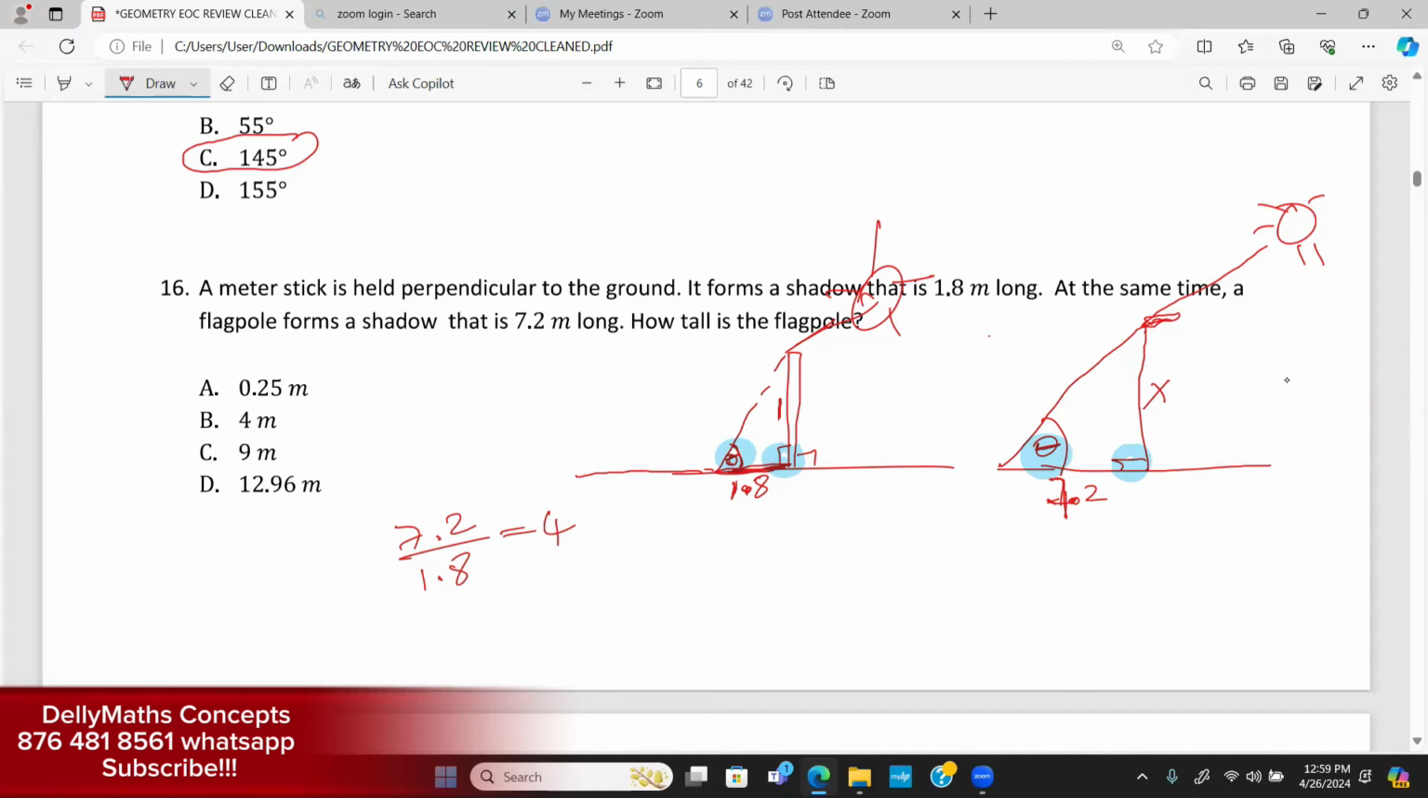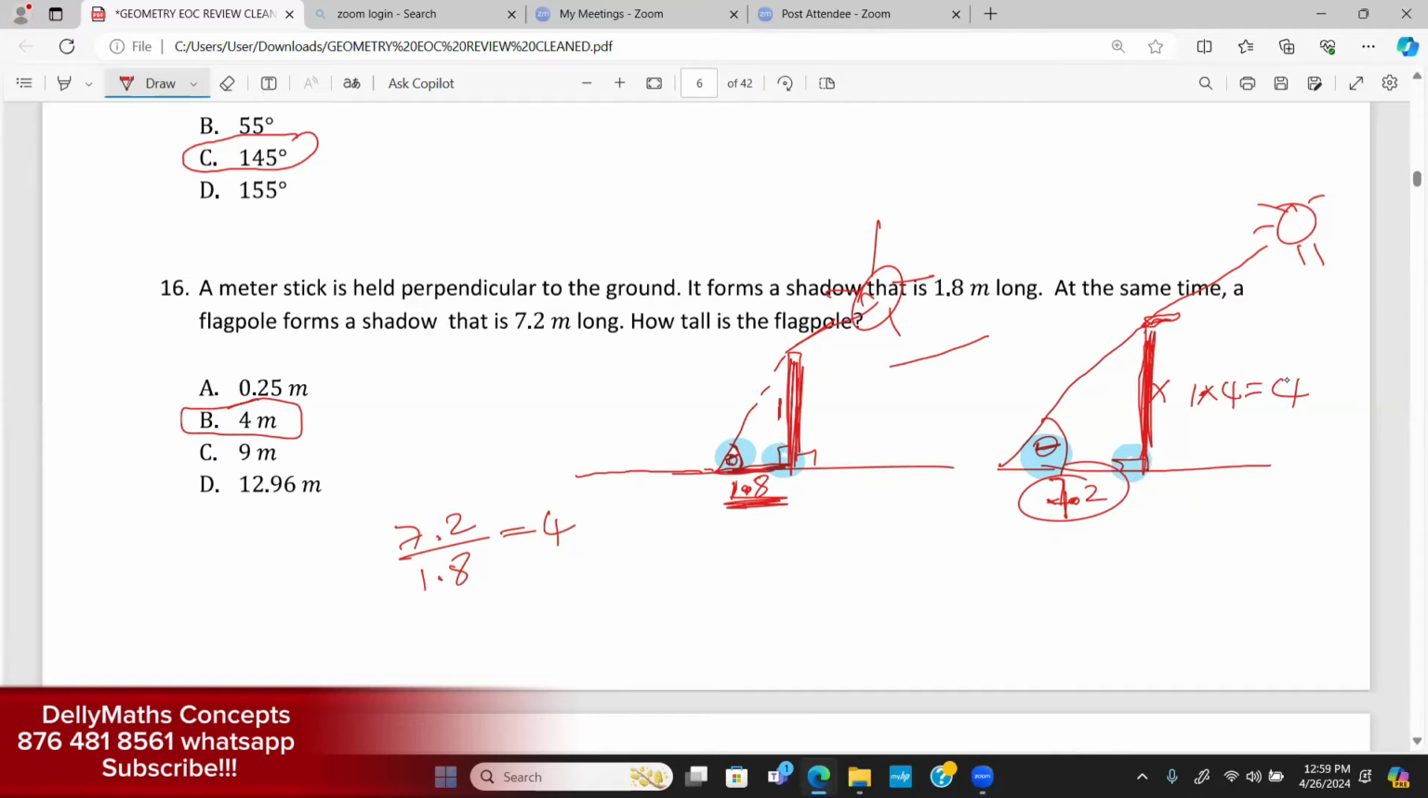If I multiply, in other words, 7.2 is 4 times this. So if I take 1 and say 1 times 4, it's going to tell me the length of this side, because this side corresponds with the meter rule. So we're looking for 4 as our answer, because we're utilizing that. There are many other ways you could have worked it.